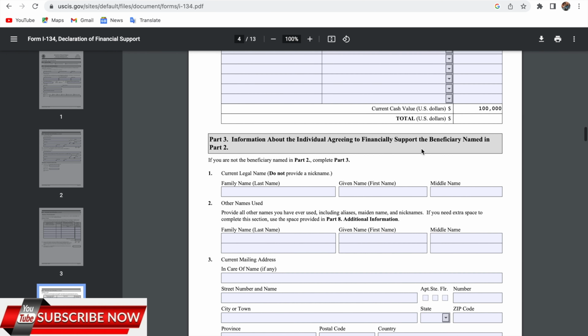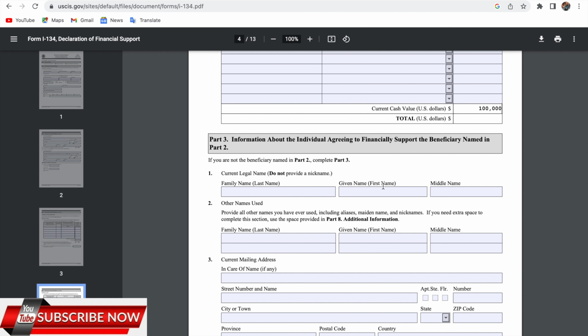And it says part 3, information about the individual agreeing to support the beneficiary. So this is the person that is agreeing to support the beneficiary. We are filing for someone. Your father is filing for you, or your mother, or your friend, or whoever is filing for you. Whoever is bringing you here to the country, that person is the one supporting you. So you put in the person's name, the last name, that's the family name.